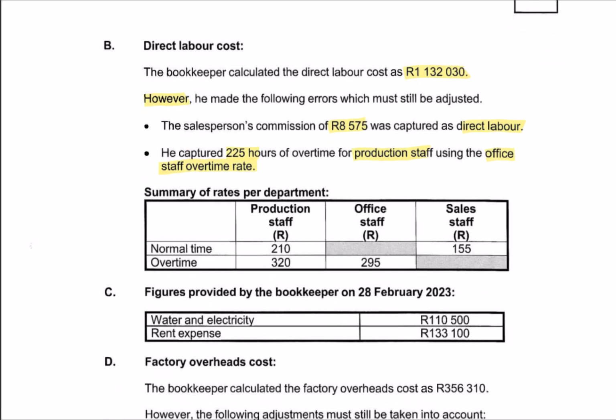Then summary of rates. Right, for overtime, that's what we're concerned about. So normal time is 210. Office staff, there is none. Then sales staff, it's 155. Then overtime for production staff is 320. For office staff it is 295. So in this adjustment, what he did, he used this instead of this one. So we need to calculate the difference and add it to the direct labor cost.